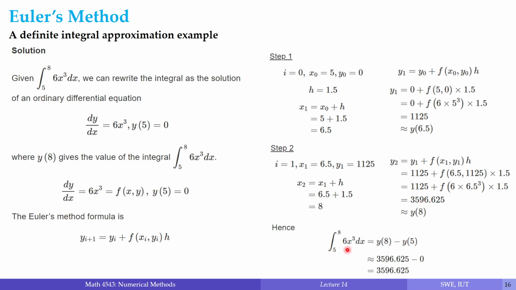So we can say, okay, the integration of 6x cubed with respect to x from the lower limit 5 to the upper limit 8 is the antiderivative value at the point 8 minus the antiderivative value at the point 5. And we have assumed this antiderivative value to be 0, as our initial presumption. So this is basically subtracting 0 from our final assumption, right? Which means our final assumption was our final answer, right? So what we end up with is something like 3596.625.